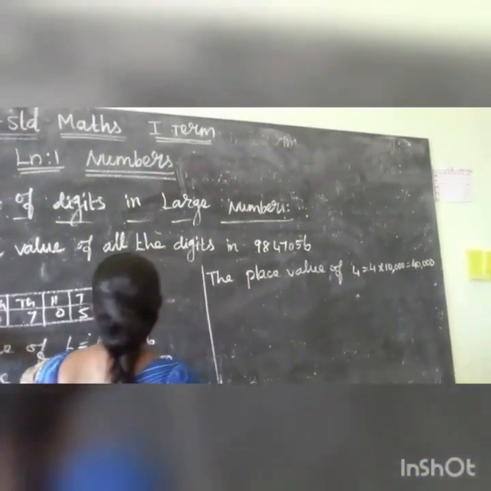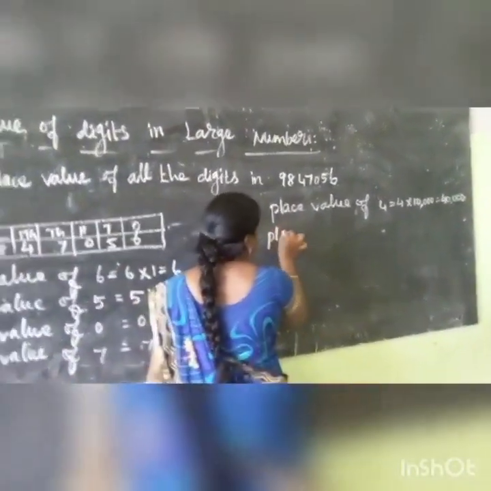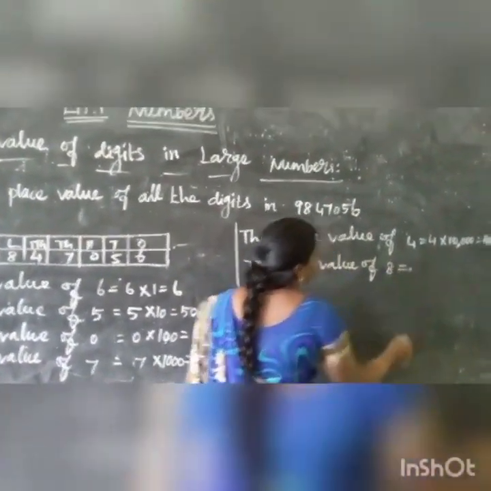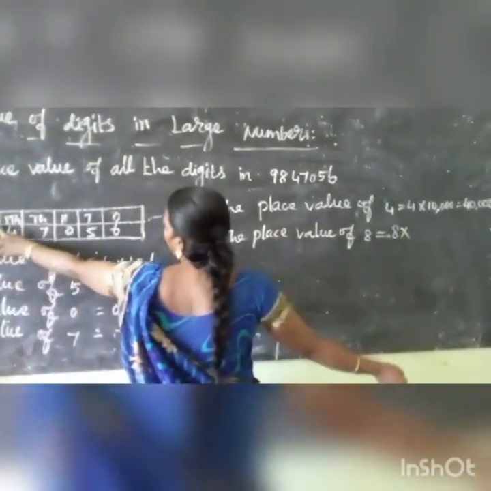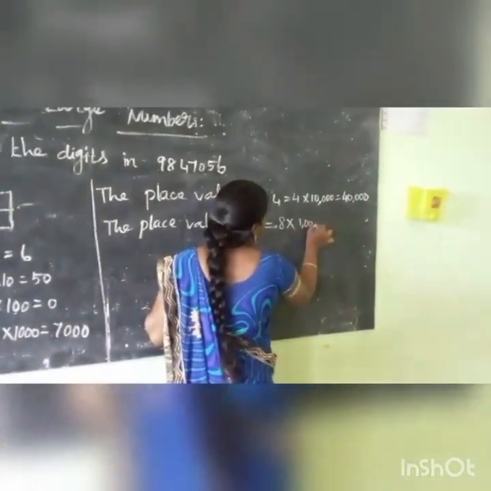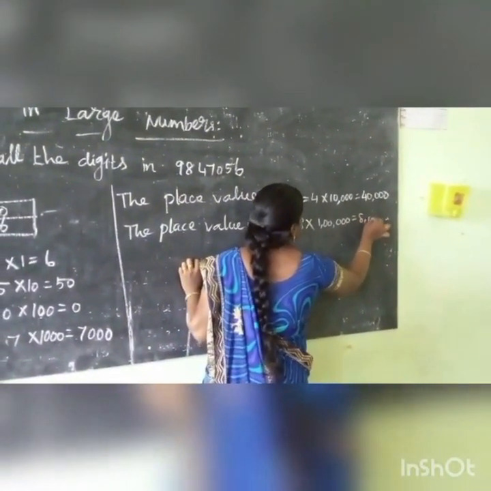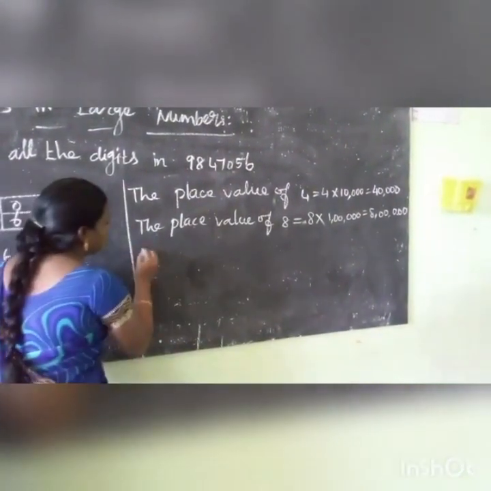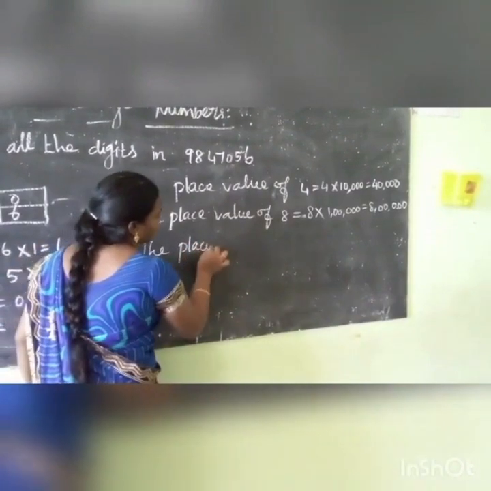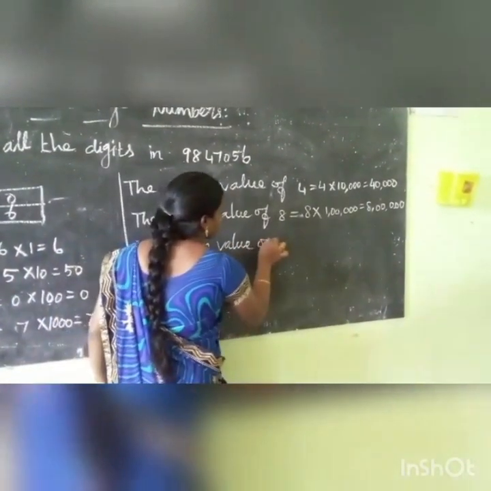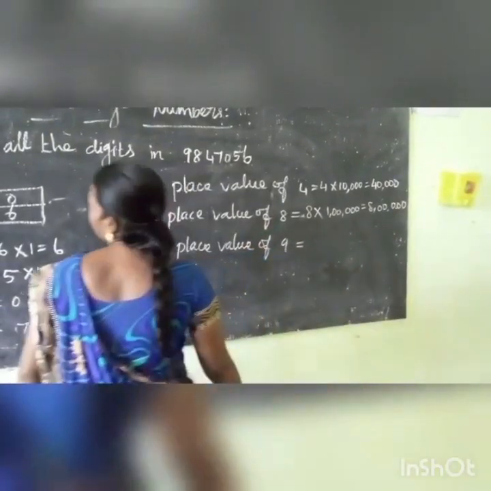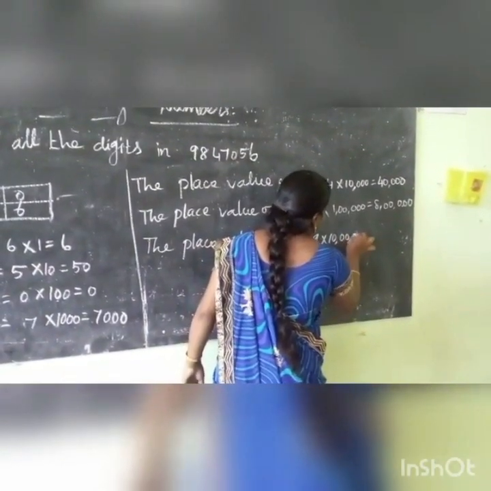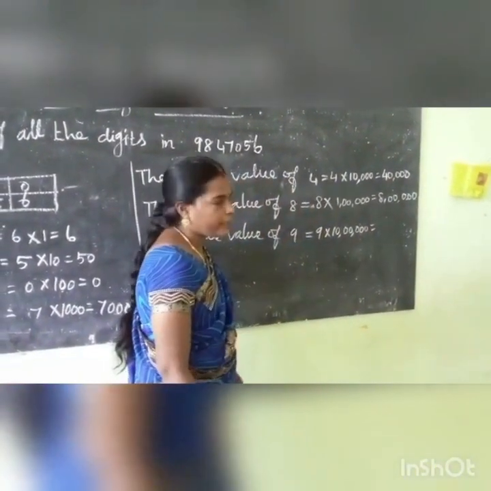Next is the place value of 8. The place value of 8 equals 8 into 1 lakh, which is 8 lakh. Next is the place value of 9. The place value of 9 equals 9 into 10 lakh, which is 90 lakh.